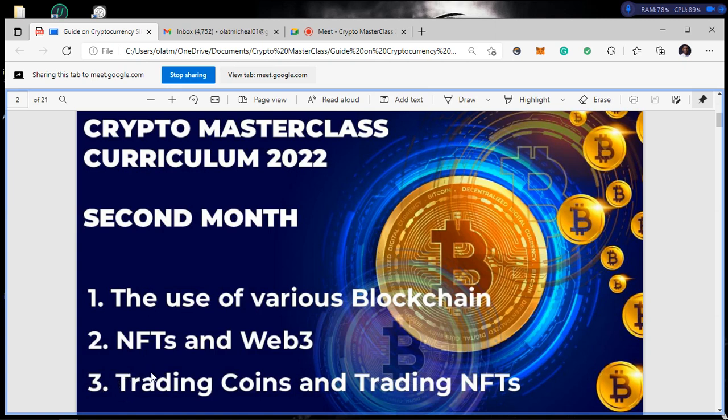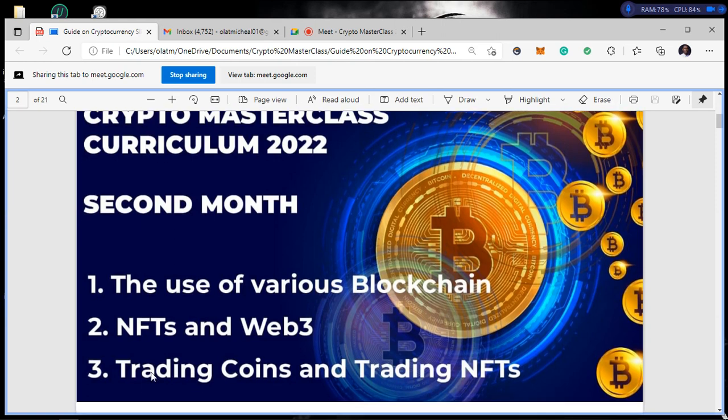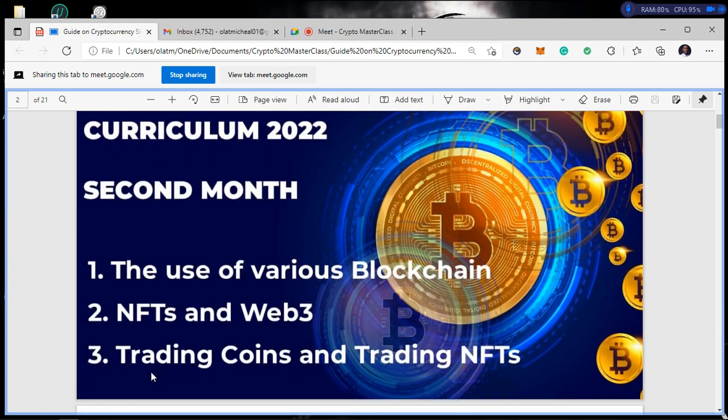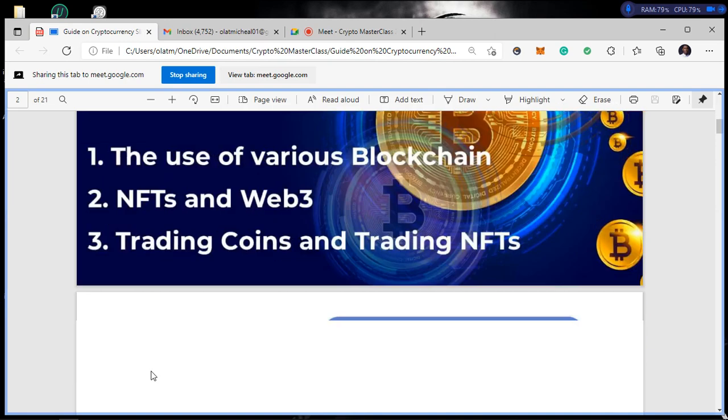So here we'll go deeply into trading cryptocurrencies, how you can buy and you can sell. And also the same thing with NFTs, how you can buy NFTs, how you can sell them, how you can mint them, that is create your own NFT on the blockchain, and also how you can benefit from having or selling an NFT. So all these things we will discuss fully in the trading of coins and trading NFT. So that'll be more of practical. So we'll be doing live demonstrations.